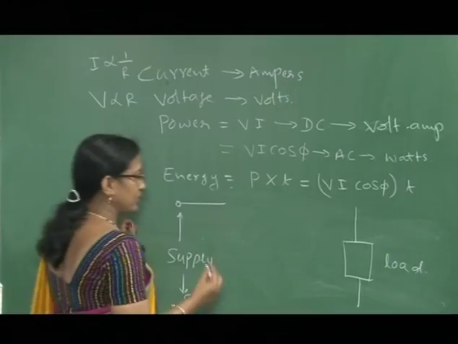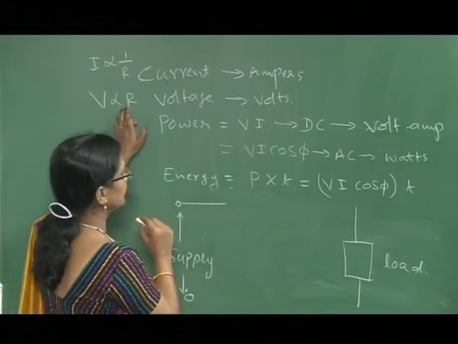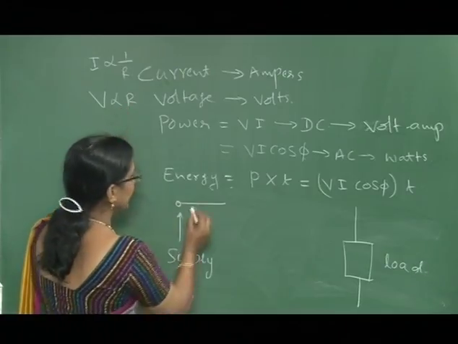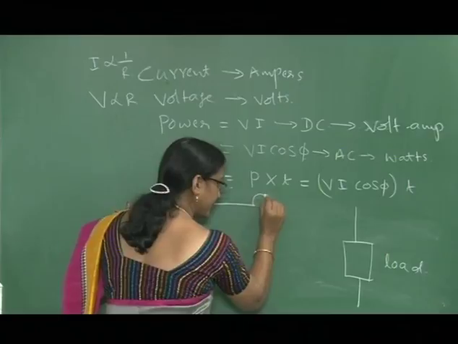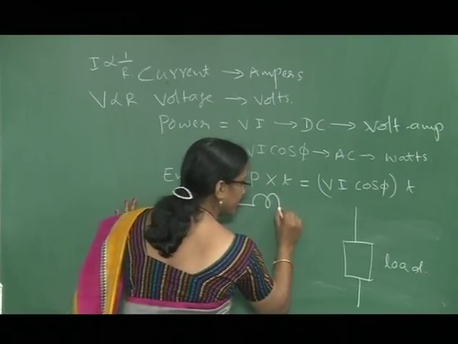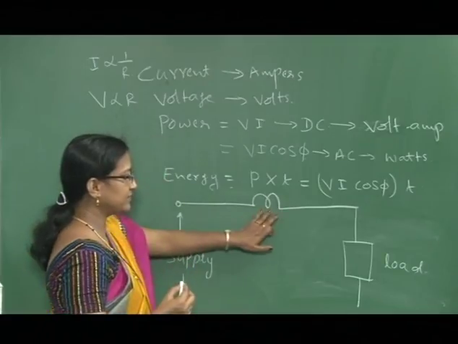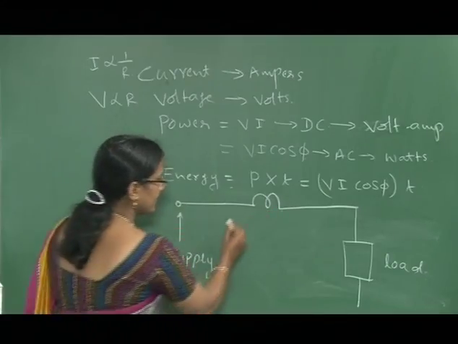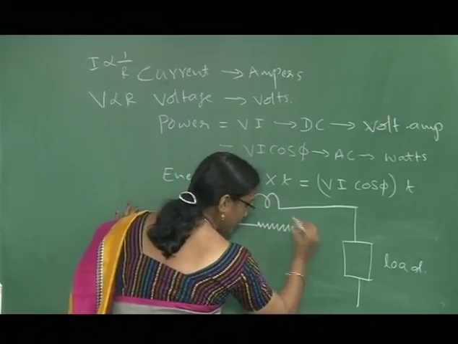When you are measuring voltage, I told you that you have to use the thin coil, and when you are measuring current you have to use the thick coil. The thick coil we represent with only a few turns, because here the length of the coil should be less. So now you represent this as the voltage coil.